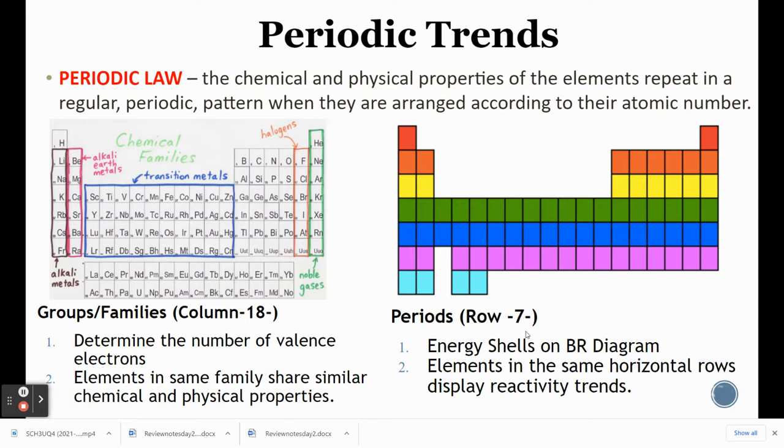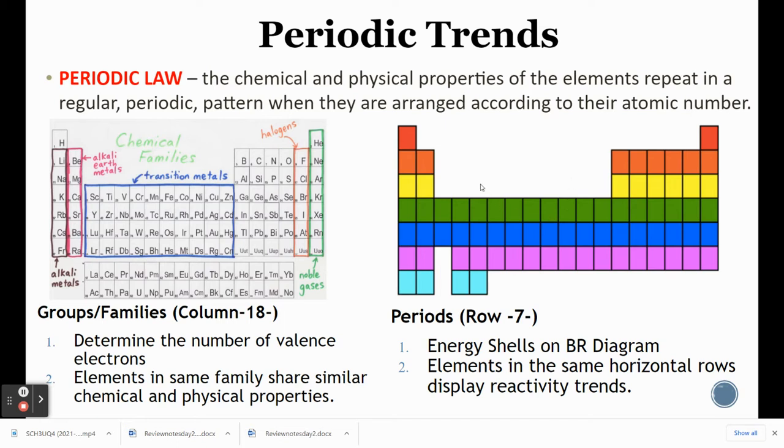The other aspect of the periodic table is that there are 7 periods or 7 rows. Horizontal is a row, so this is a row over here, this is a row over here, over here, over here, and over here. So there's 7 rows in the periodic table, and the rows tell you how many shells an element has. So for example, in the first row or first period, elements have 1 shell, second, 2 shells, third, 3 shells, 4 shells, 5 shells. So the circles that you draw with the Bohr-Rutherford diagram tell you how many circles there are that represent shells.